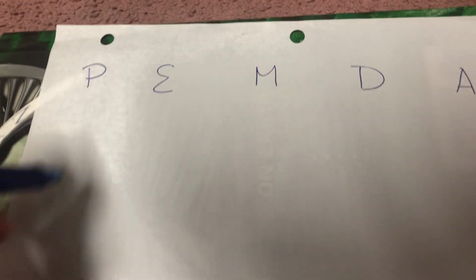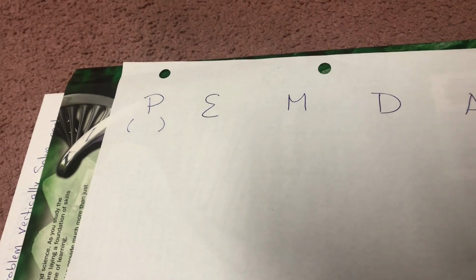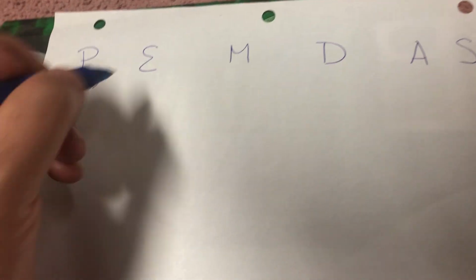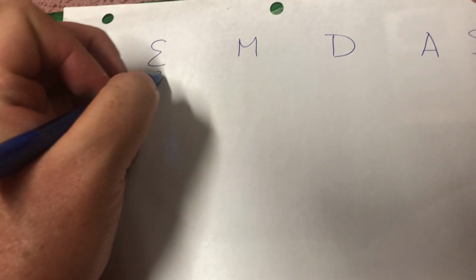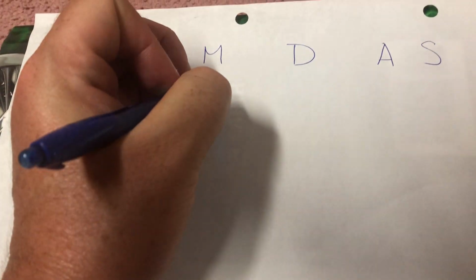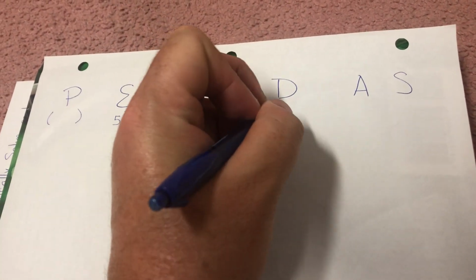PEMDAS basically means parentheses, which means anything that's in parentheses. This is the order that you do things. E stands for exponents, such as 5 to the power of 2, any exponents that you need to clear. The M stands for multiply. The D stands for divide.